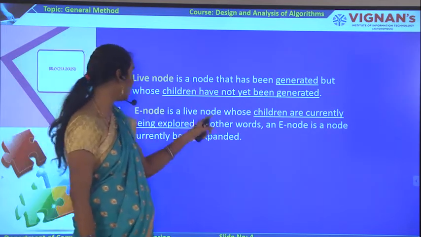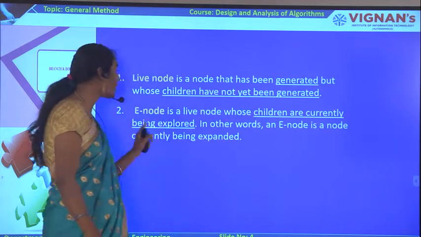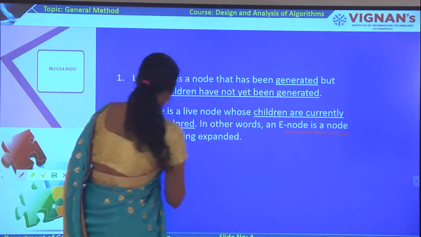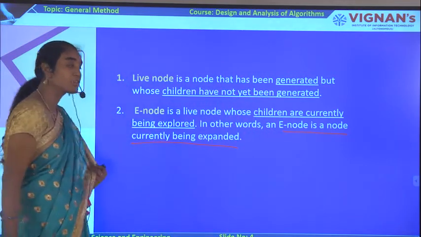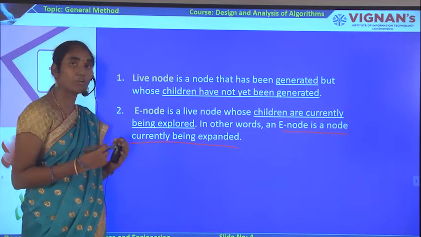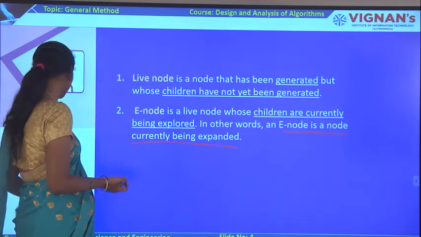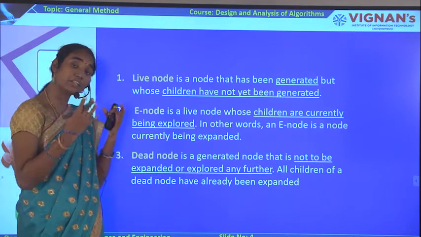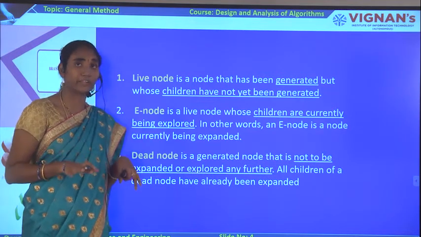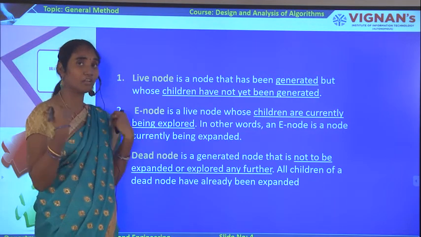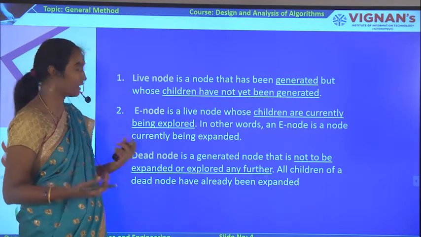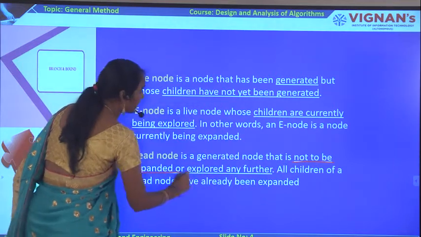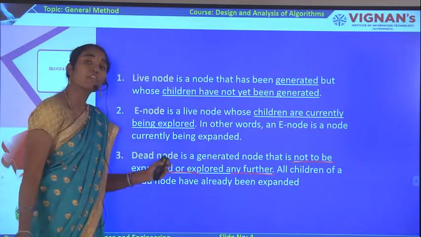Here, a live node is a node whose children are currently being explored. In other words, an E node is a node which is currently being explored or expanded. Now, a dead node means that for the state space tree all the nodes have been generated and there are no E nodes to expand further. So a dead node is a generated node that is not to be expanded or explored any further.